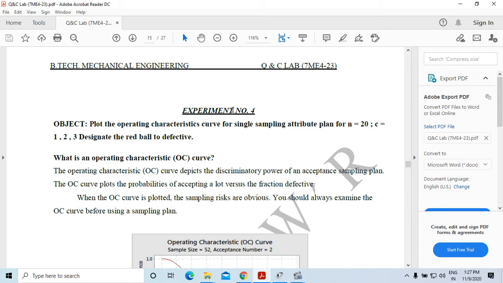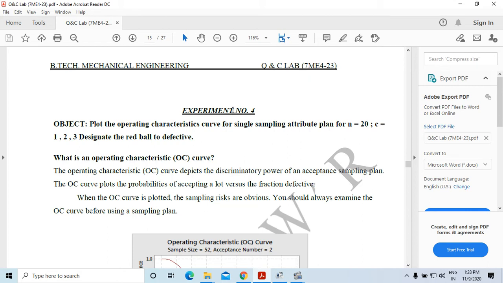In this experiment, we will study the operating characteristic curve. So, first of all, what is an operating characteristic curve? The operating characteristic curve depicts the discriminatory power of an acceptance sampling plan. The OC curve plots the probability of accepting a lot versus the fraction defective. When the OC curve is plotted, the sampling risks are obvious. You should always examine the OC curve before using a sampling plan.